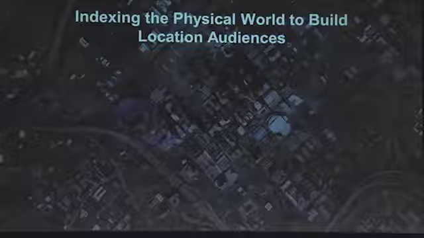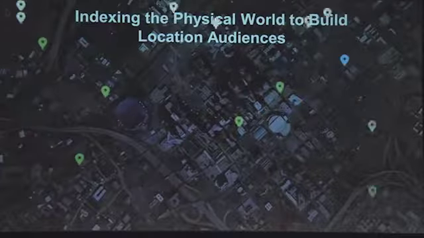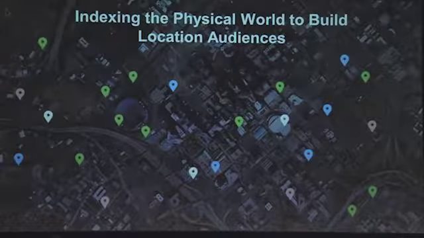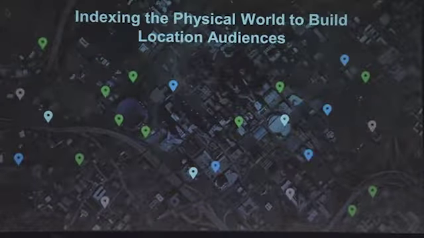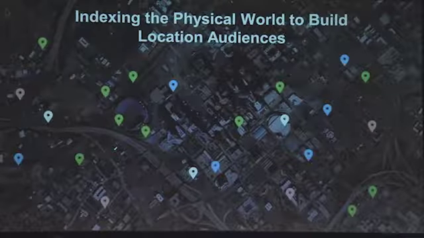Okay, so when we think about location, it is extremely important to know what types of locations are across the world, across the country. So when we think about indexing the physical world to build location audiences, what we're essentially doing is understanding, for example, right here, visitation at a sports stadium. What type of people are going in and out of a sports stadium? Equally as important, where else are they going? So we can start to build some audience profiles.